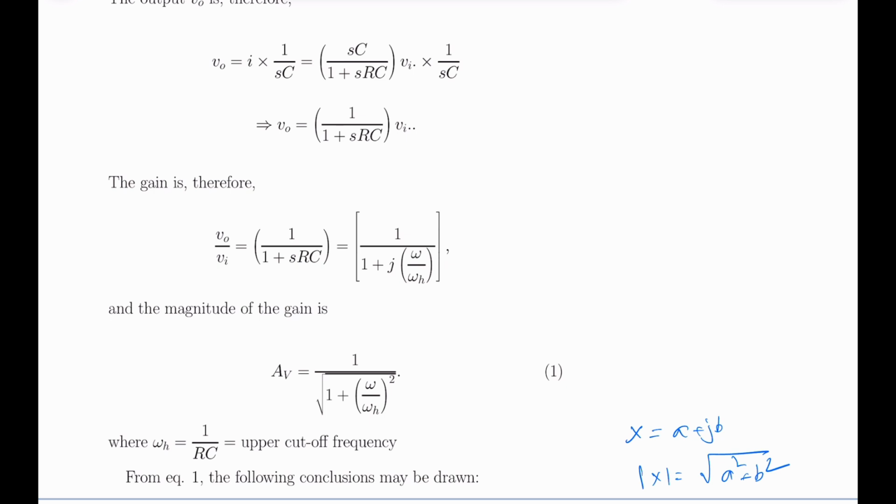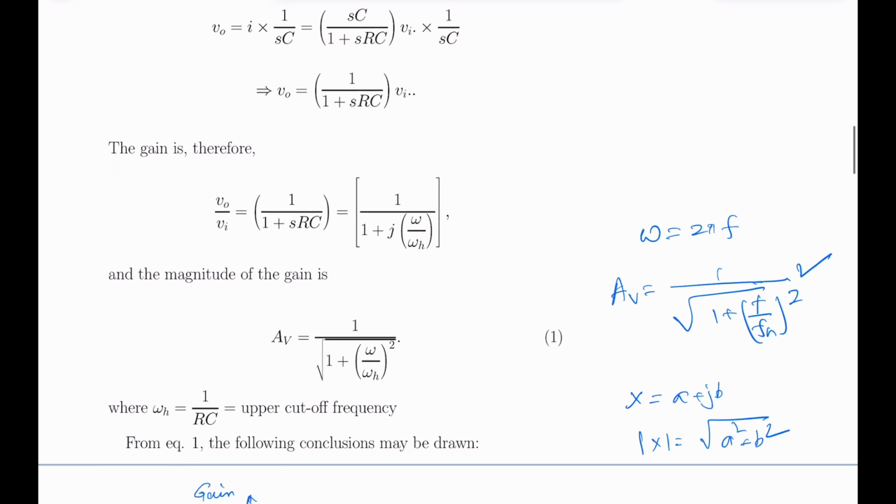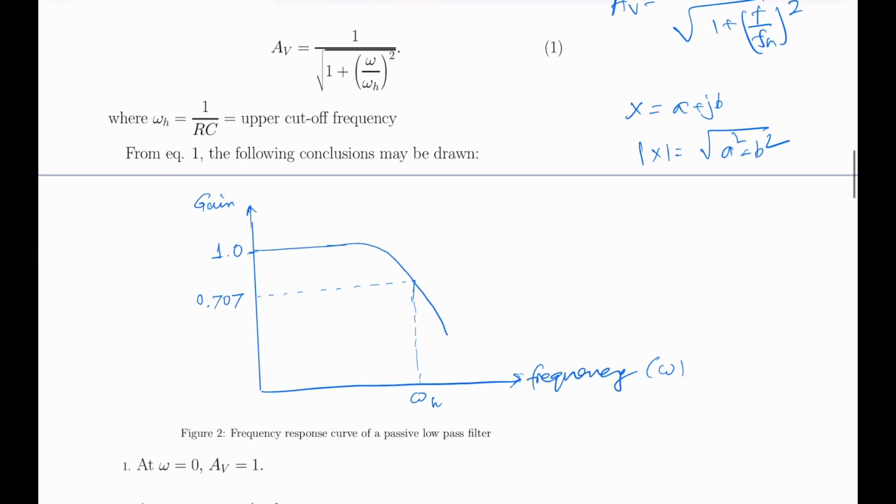Instead of writing equation 1 like this, we can also write AV equal to, since omega is 2 pi f, AV also as 1 upon root over 1 plus f upon fh whole square. Okay, you write it like this or you write it like this. So from this equation 1, the following conclusions may be drawn.